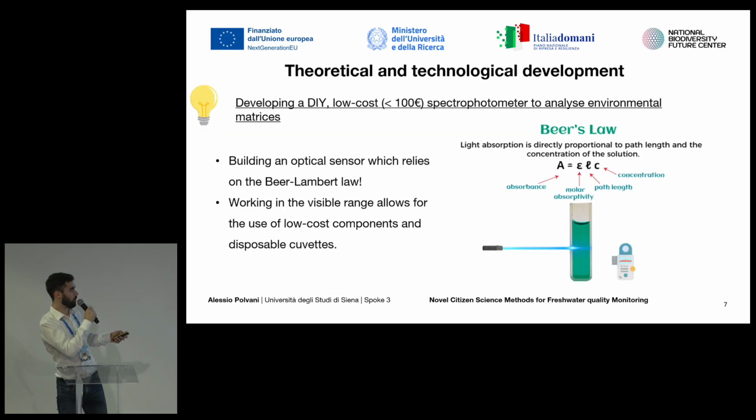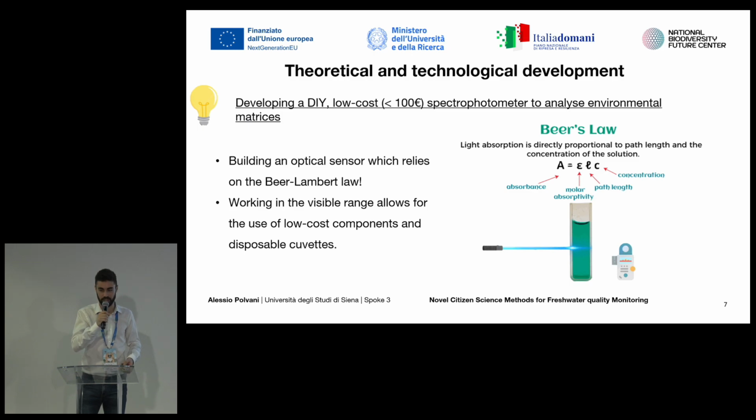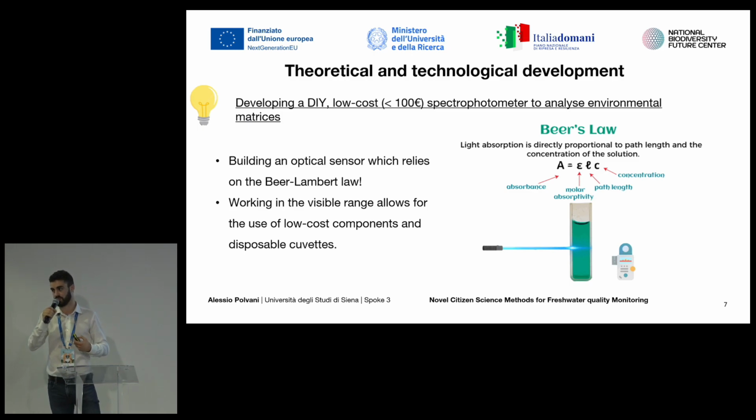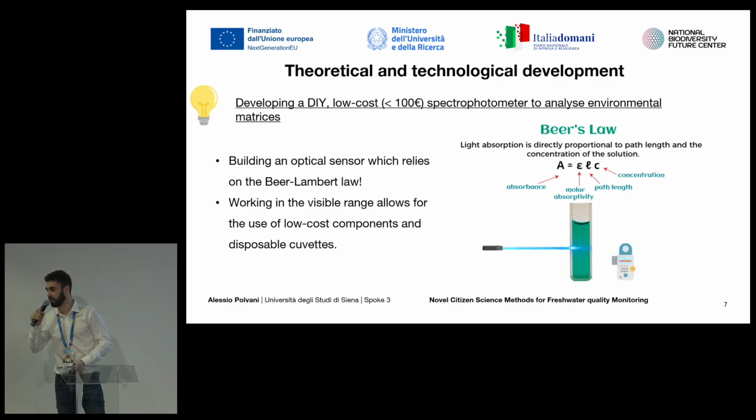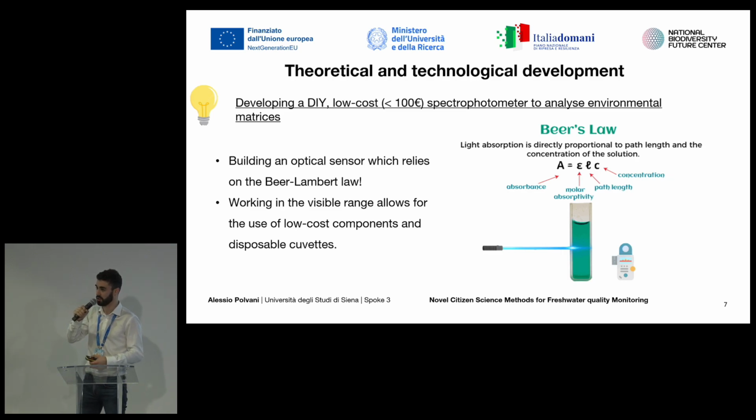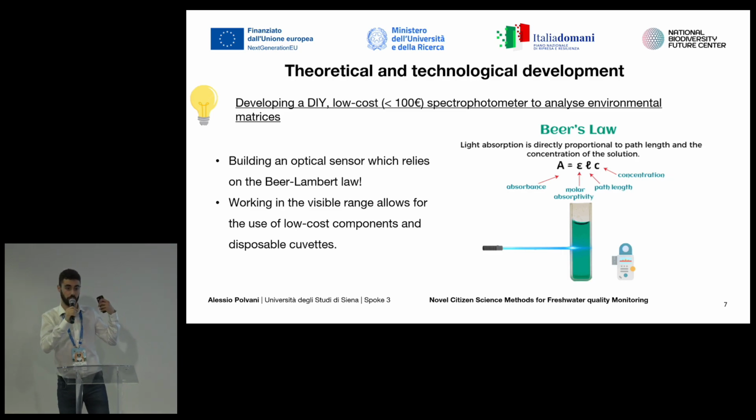Well, me and my environmental spectroscopy group at the University of Siena have thought about developing a DIY, which stands for do-it-yourself, low-cost spectrophotometer to analyze the colorimetric reactions that we use in freshwater, just to improve the data quality. And so just to have a punctual result better than a range of concentration.